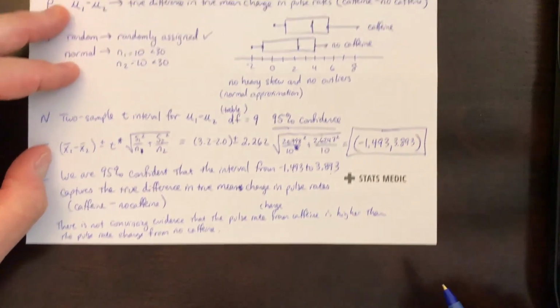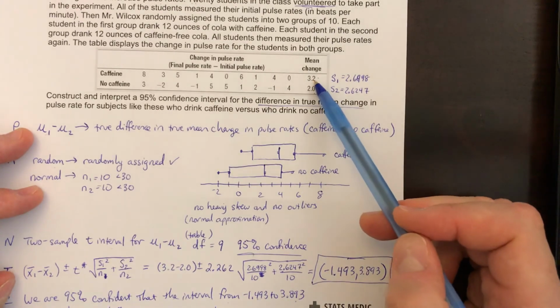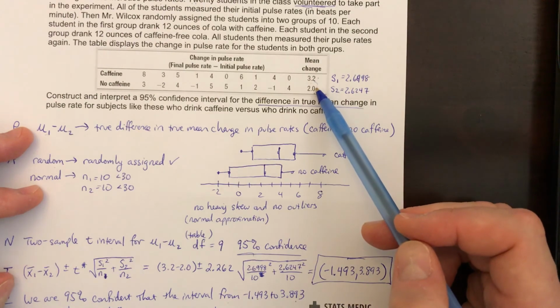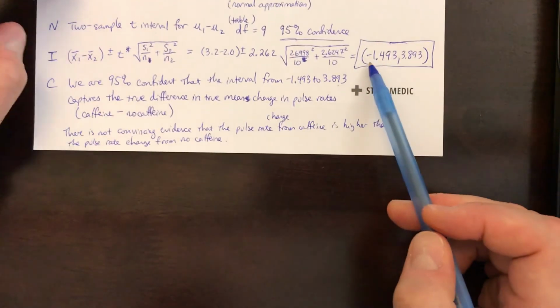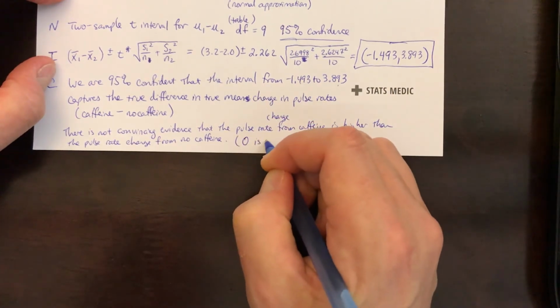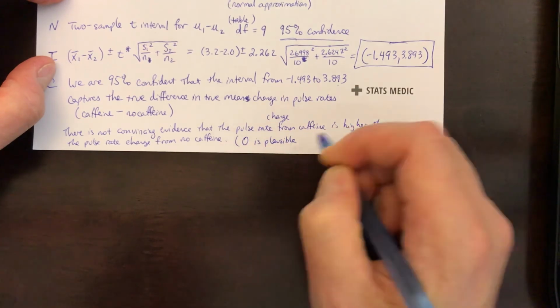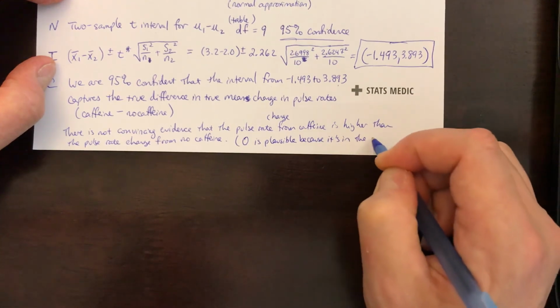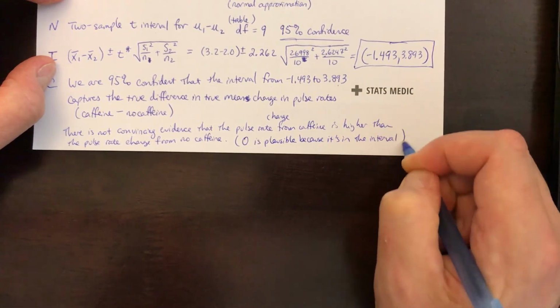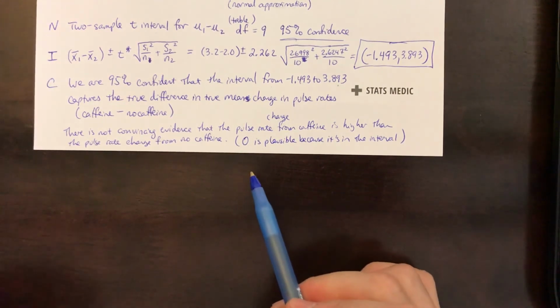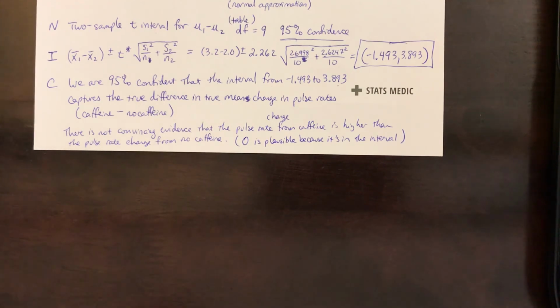Even though in our sample, the mean change of 3.2 is certainly higher than 2.0, and the difference between these is positive, since the interval also has negative values, 0 is plausible because it's in the interval. It is plausible that the true mean difference in pulse rates is 0. In other words, there's no difference caused by the caffeine versus non-caffeine. And that is the end of part 3.